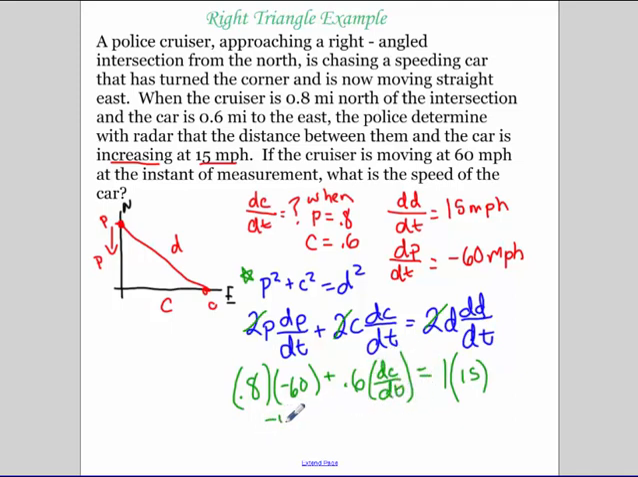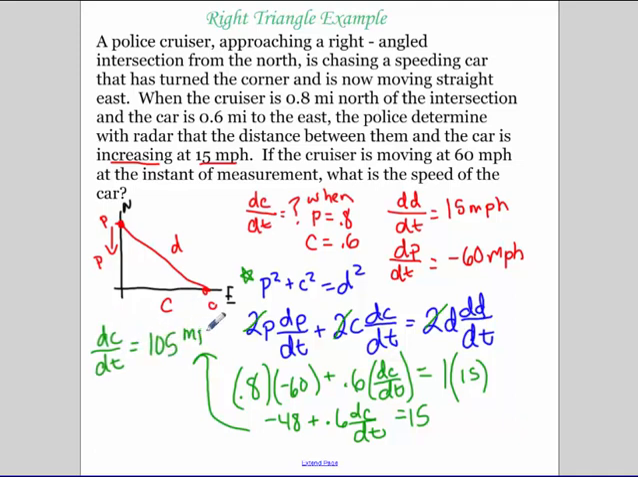I have negative 48 plus 0.6 dc dt equals 15. I go through, I'm going to go up here and solve for dc dt, and it's going to end up equaling 105 miles per hour, because I add the 48 over, then I divide by 0.6. Okay? So the cruiser, what is the speed of the car? The speed of our car is 105 miles per hour. That's super fast.